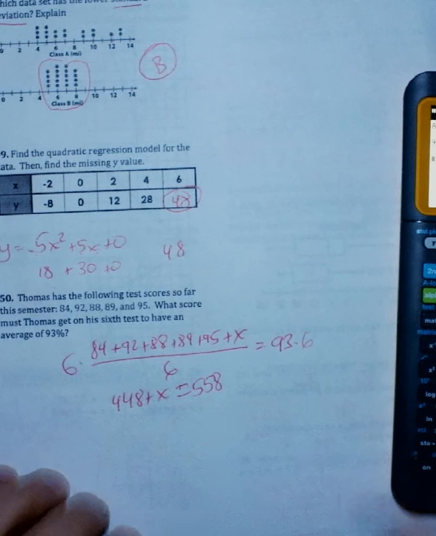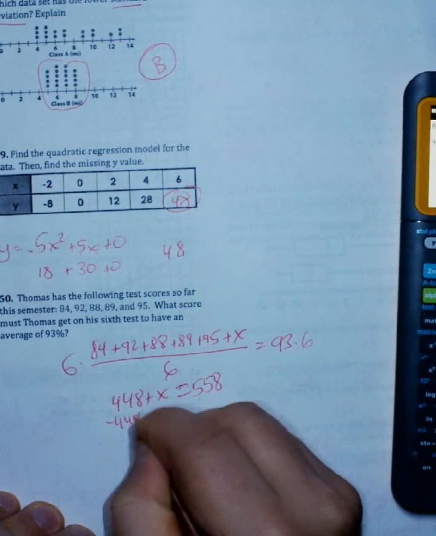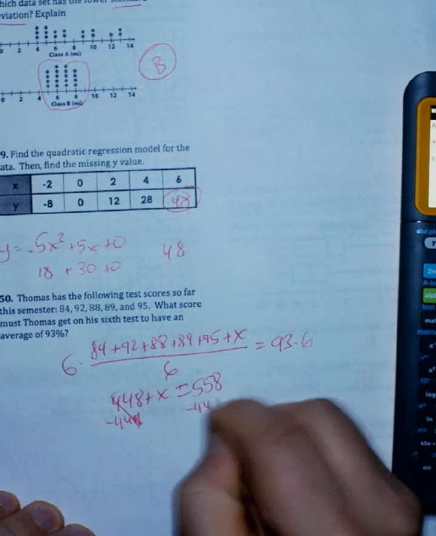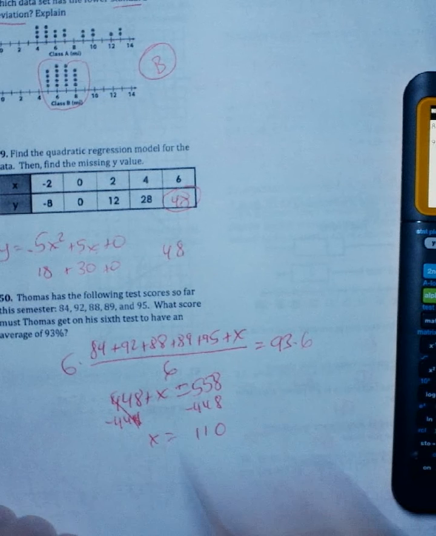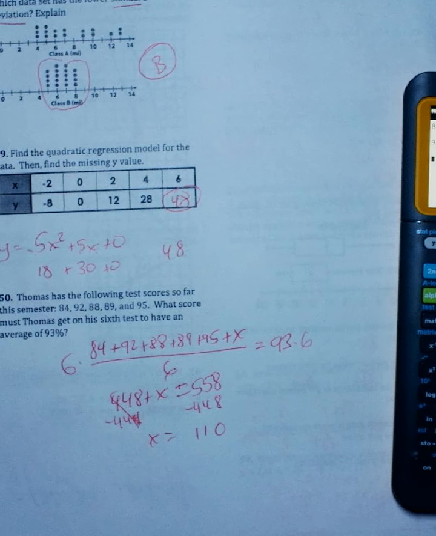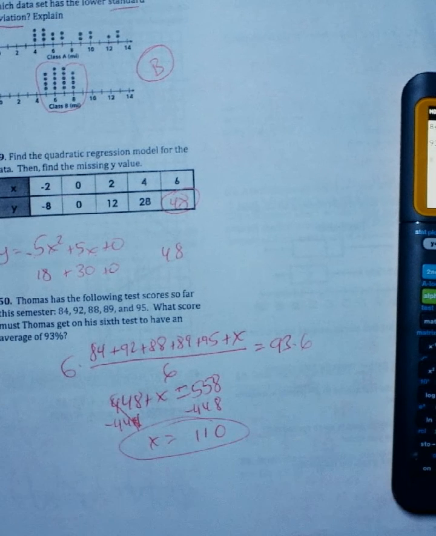Well, then I'm just going to subtract 448 from both sides. And if I do that, poor Thomas, because it looks like he's going to have to get 110% on his last test to average a 93%. I don't know if that's going to be possible unless there's extra credit. But that's number 50, and that is page 6.